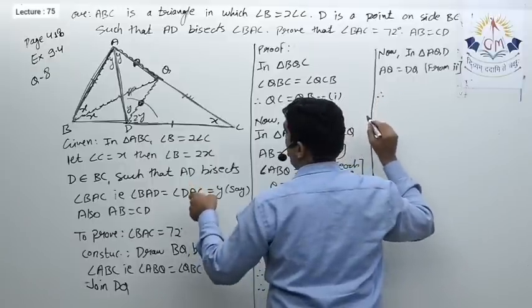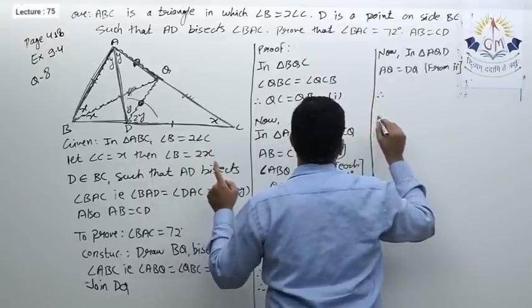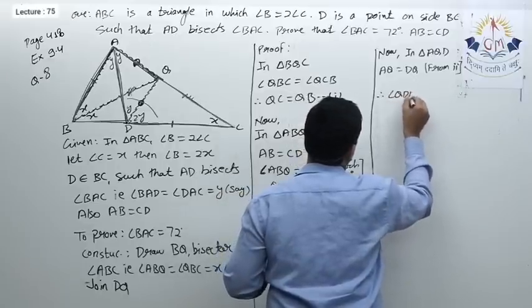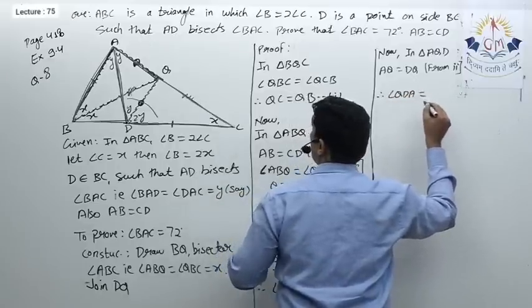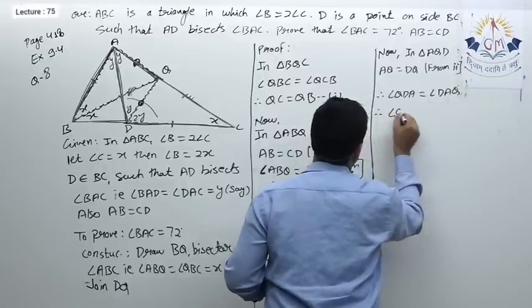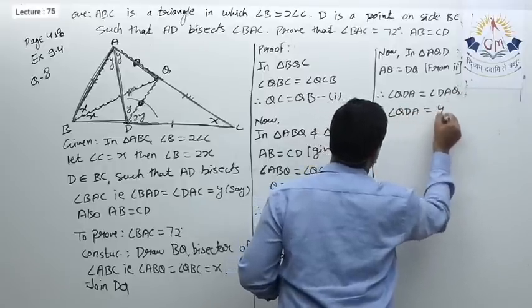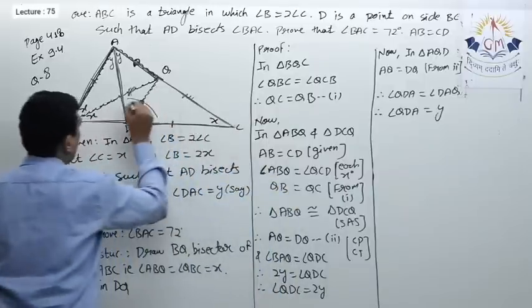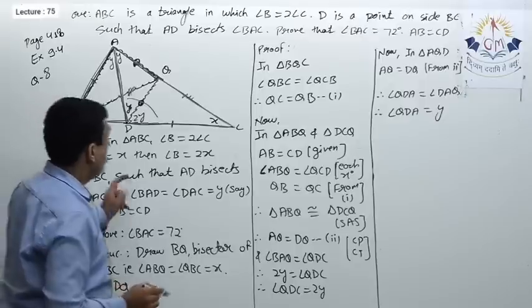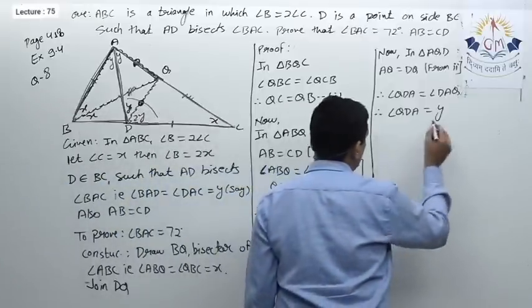Therefore, I can say angle QDA is equal to angle DAQ. Therefore, angle QDA is equal to y. Okay, so for QDA, we also got the measure of this angle, that is y. Okay, this is almost done.